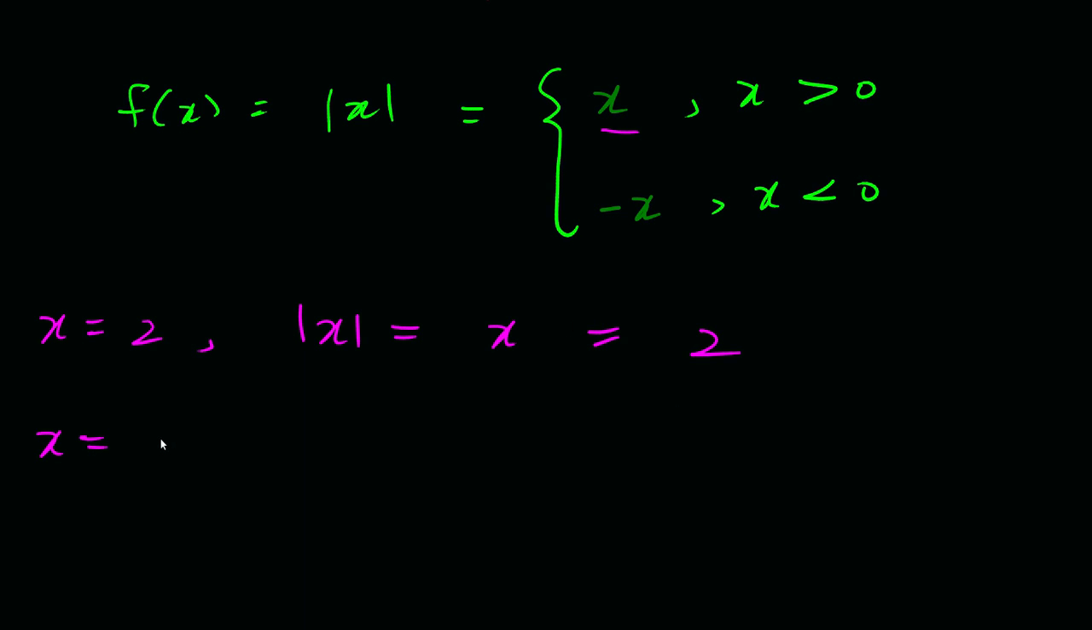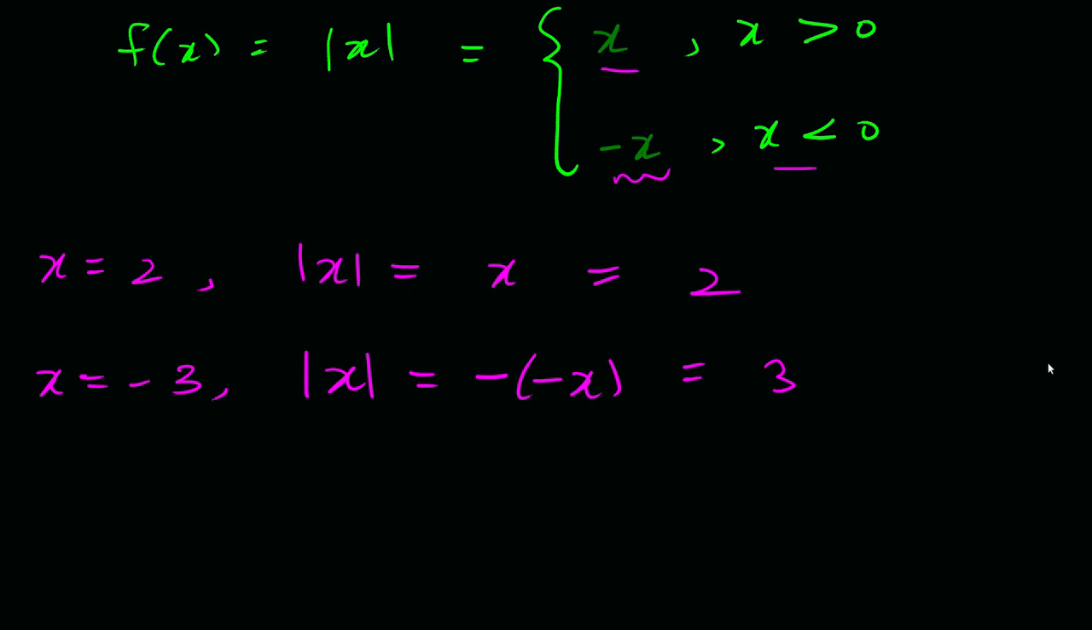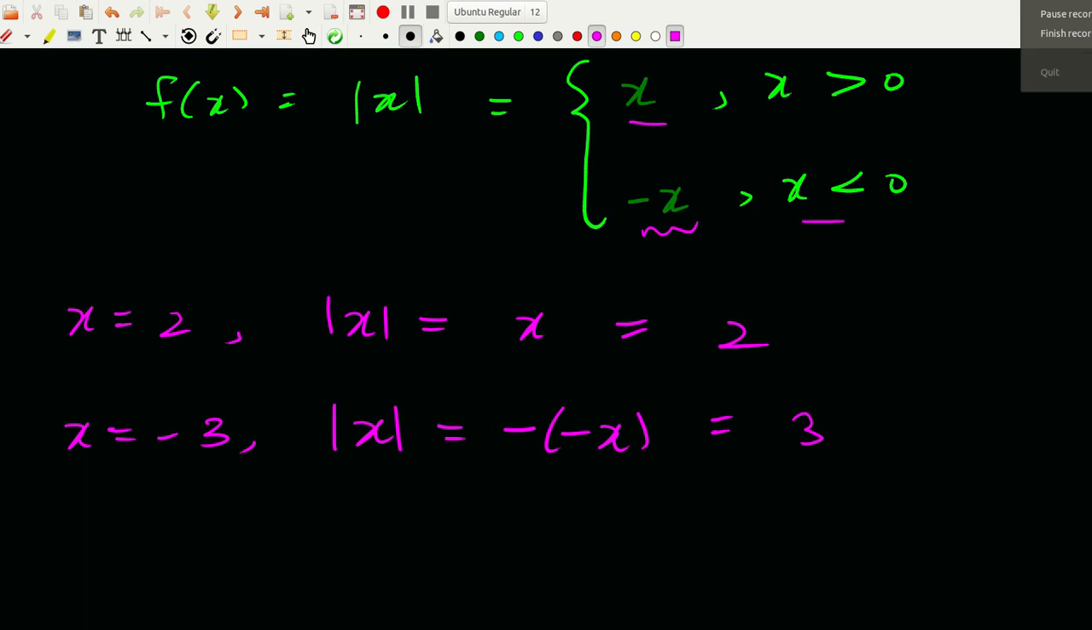And let's consider another example where x is equal to minus 3. Then modulus of x will be given as minus x. Since minus 3 is less than 0, this rule should be applied. It should be taken as minus x. So minus of minus 3 is plus 3. Hence this was the mathematical representation of the given function. Okay.